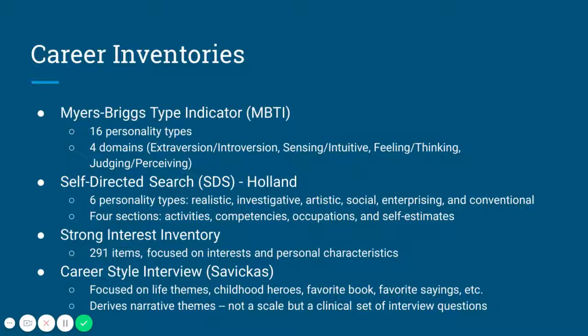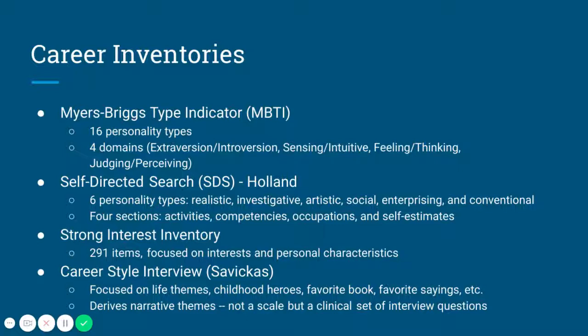Career inventories, there are several that are commonly known. The Myers-Briggs Type Indicator is one, offering 16 personality types based in 4 domains: introversion, extroversion, sensing and intuitive, feeling and thinking, and judging and perceiving. There's the Self-Directed Search, which was developed by John Holland. And there are 6 personality types in the Self-Directed Search: realistic, investigative, artistic, social, enterprising, and conventional. And there are 4 sections within that cover each of those: activities, competencies, occupations, and self-estimates. So they measure all 6 of those types within those 4 domains.